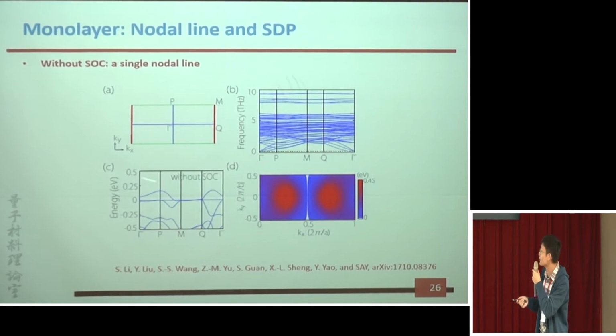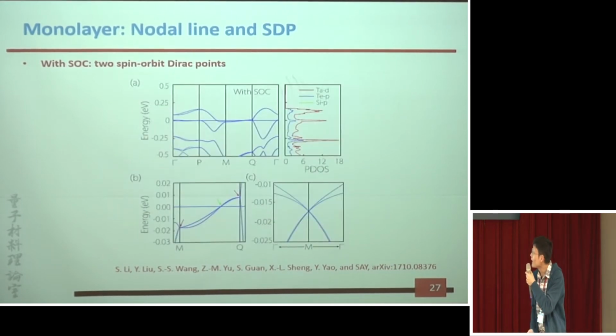This is without spin-orbit coupling. If you add spin-orbit coupling, this nodal line will be slightly split. And at the high symmetry points M and Q at the boundary, there are still protected band crossings. These are the 2D spin-orbit Dirac points we mentioned before. But since this splitting is so small, this one is still better regarded as a nodal line 2D material.